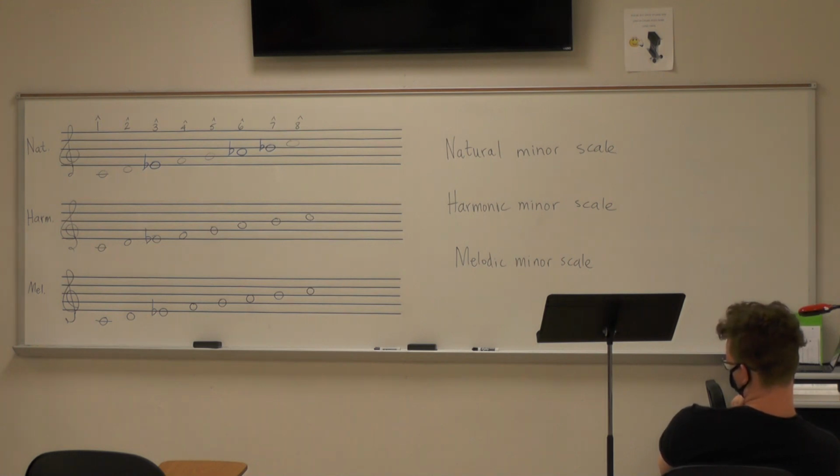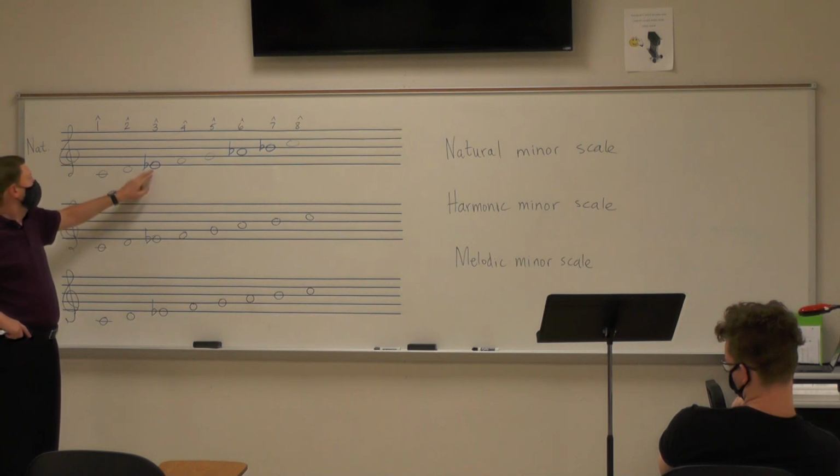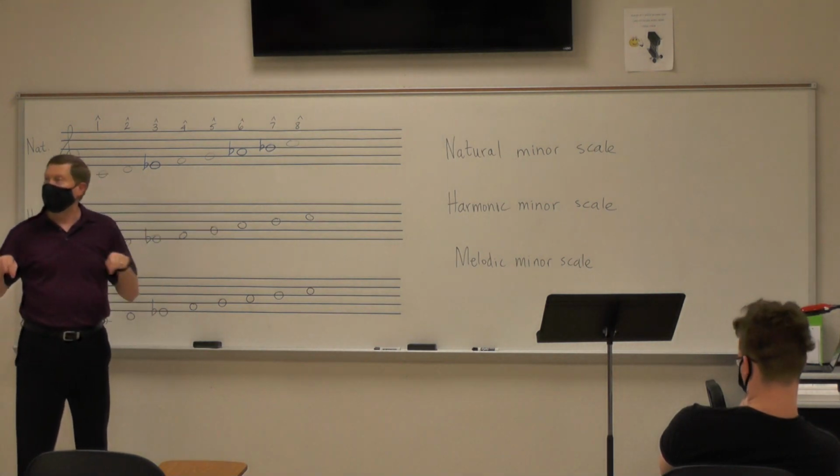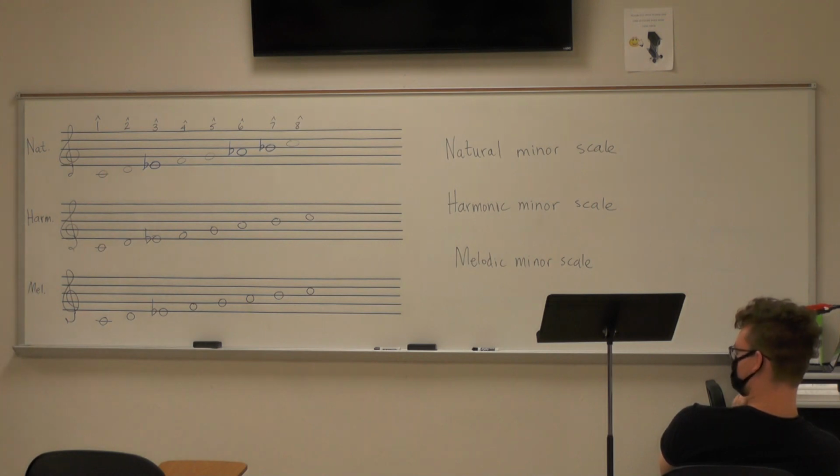So one thing we can say, which is a true statement, is that a natural minor scale is basically a major scale, but with scale degrees 3, 6, and 7 lowered a half step. That's a true statement. And whenever I use the term lowered in my discussion here, it always refers to just a half step.